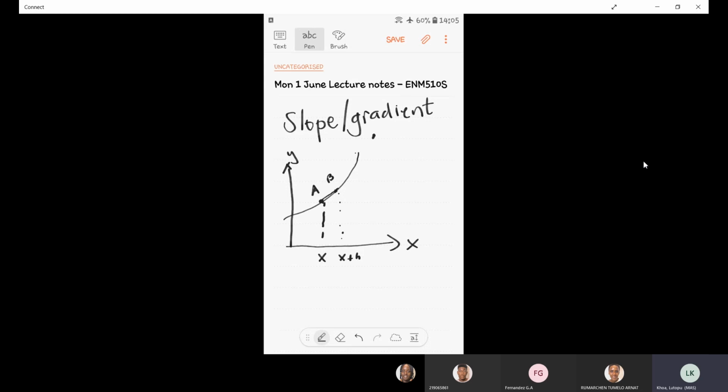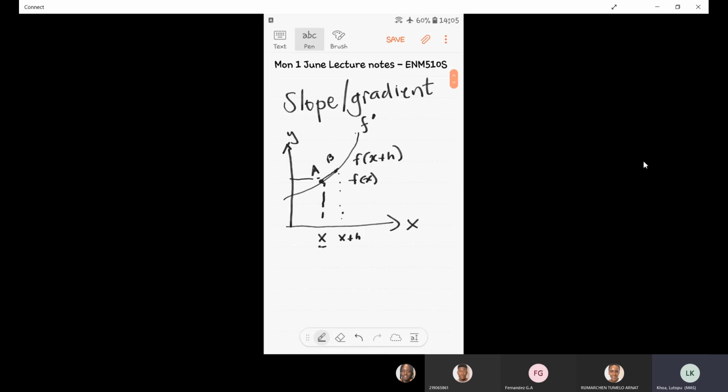Then the y coordinate of A is f of x, and the y coordinate of B is f of x plus h, where f is your function. To get the y value of A, I substitute the x value into my function, and then I get the y value. Then the same thing with B.